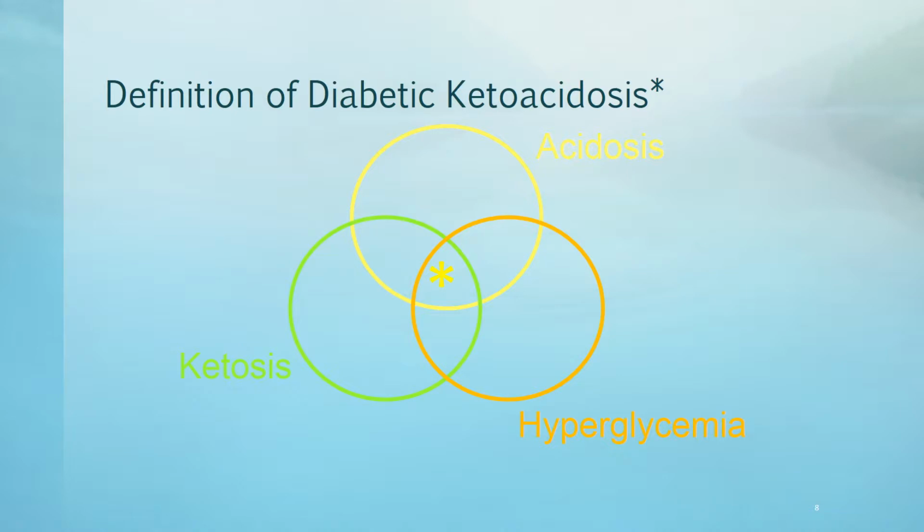This little diagram here is just showing you the definition and an overall view of what you're going to see. The patient is going to be hyperglycemic, blood glucose greater than 250. They're going to be in an acidotic state, and they're going to have ketones, and the ketones are going to be present in the urine and in the blood.